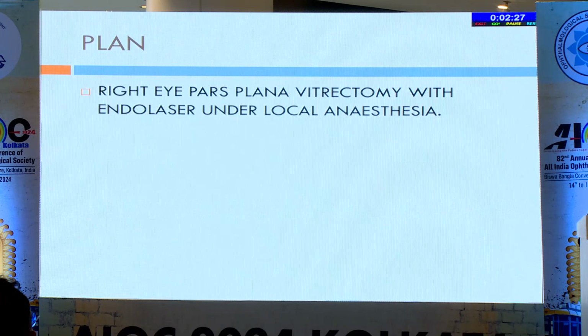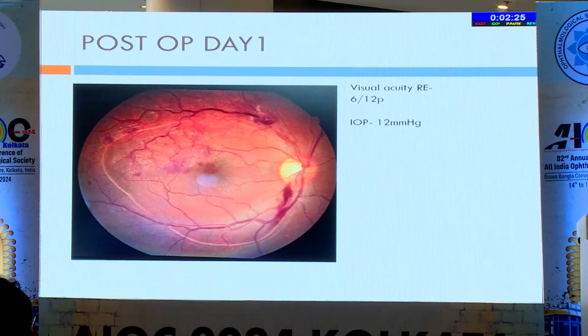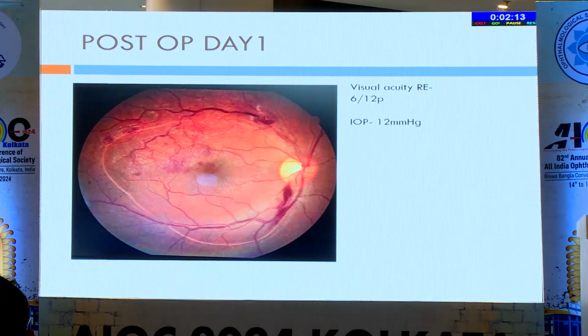We then found a white glistening band-like structure present in the subretinal space, and there was also a bleed near the disc, so we left it untouched. This is the fundus photo on post-op day 1, where the visual acuity was 6/12 partial and intraocular pressure was 12 millimeters of mercury. As you can see, there is a white glistening band-like structure in the subretinal space, which we could not identify.